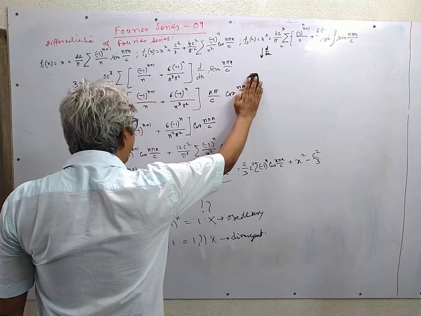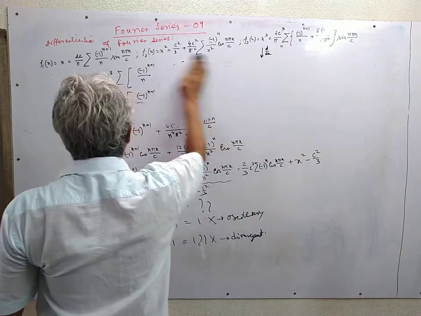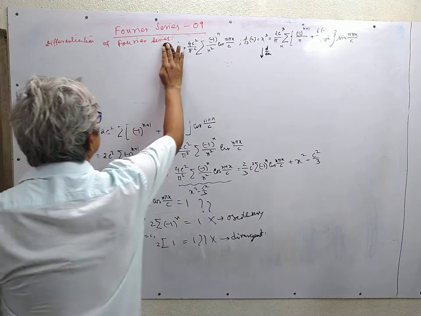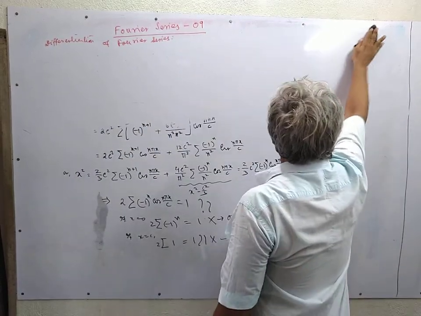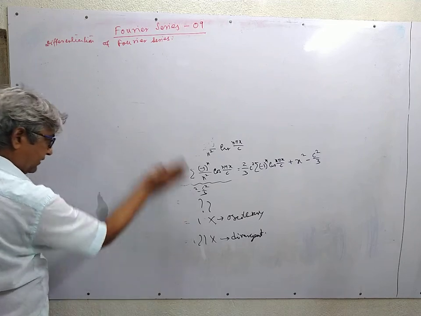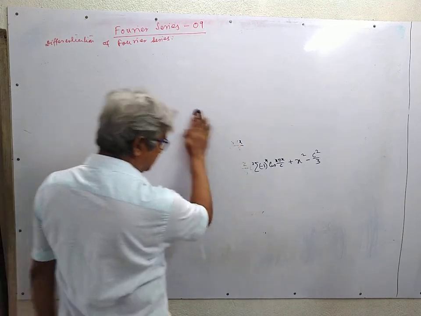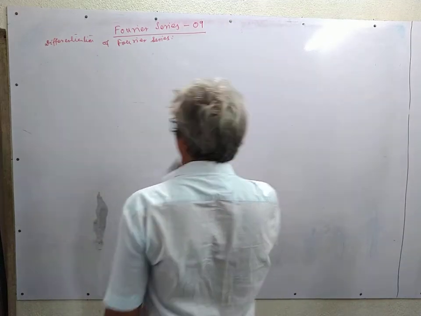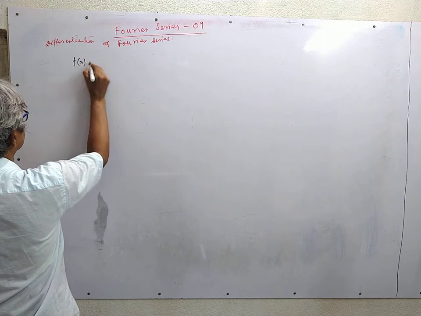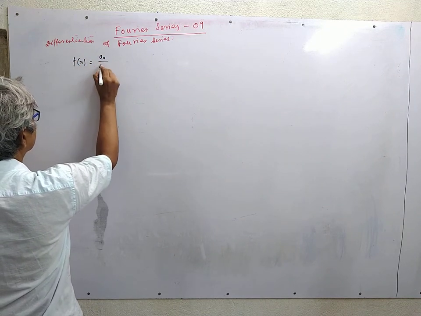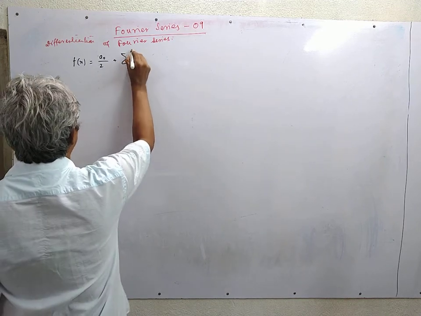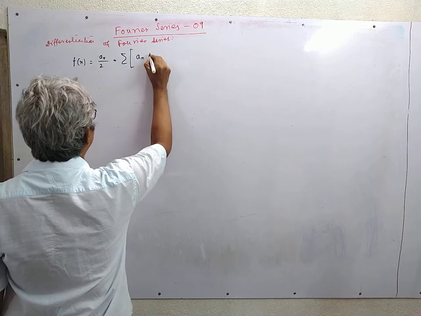To see when the term by term differentiation of a Fourier series will lead to the correct result, we are considering a general derivation here, and this derivation is done in the book of Tang, Katie Tang. Consider f of x which satisfies Dirichlet's condition, from a to b.